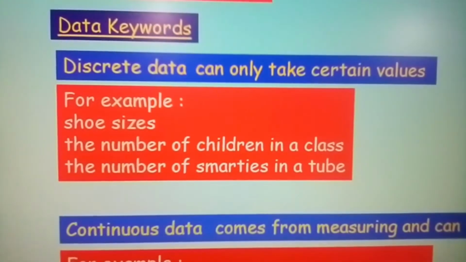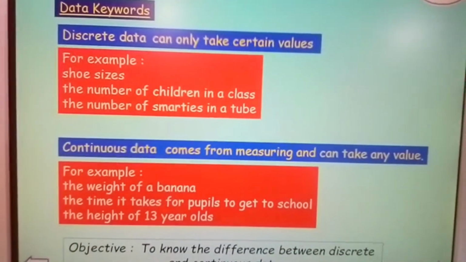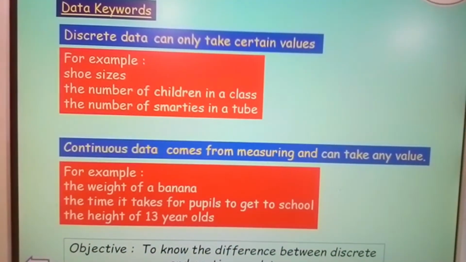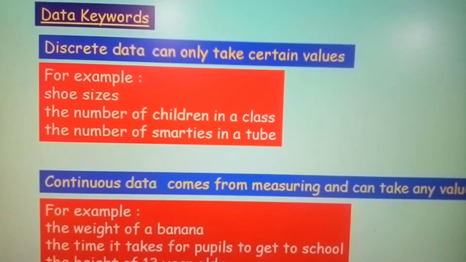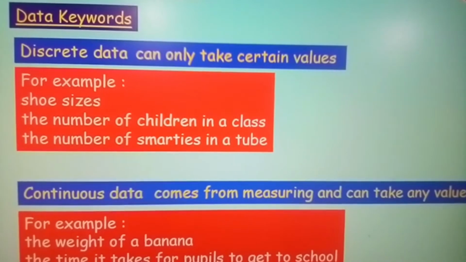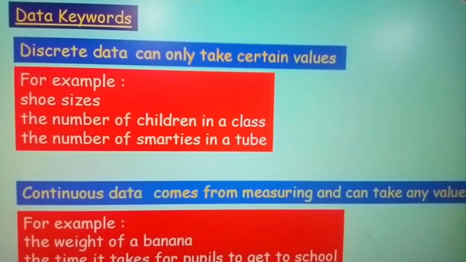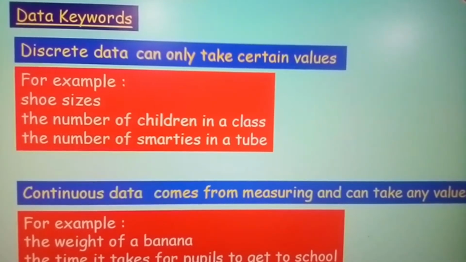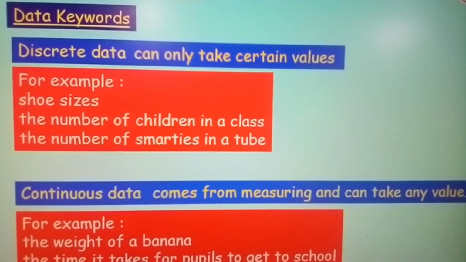Okay, keywords. Let me just pan back, make sure we get it fully in. Okay, you can see the objective here: to know the difference between discrete and continuous data. Let's move in a little bit. Now, discrete data can only take certain values. For example, shoe sizes, the number of children in a class, the number of Smarties in a tube. Continuous data comes from measuring and can take any value.